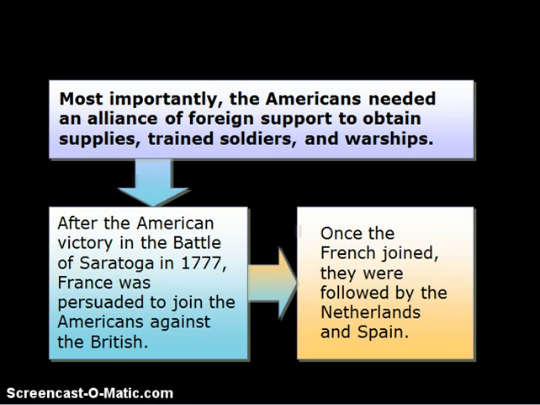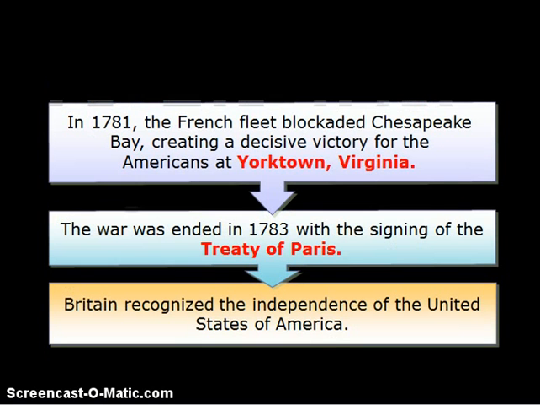And a good way to look at this is France and Britain had not been getting along for quite a while. They had fought a couple of wars, and you've probably heard the phrase, "the enemy of my enemy is my friend." And that's pretty much how France looked at the Americans. They thought they saw an opportunity to jump in and actually defeat the British. And soon after that, the Netherlands and Spain joined. But the French had a pretty significant impact on the outcome of the war.